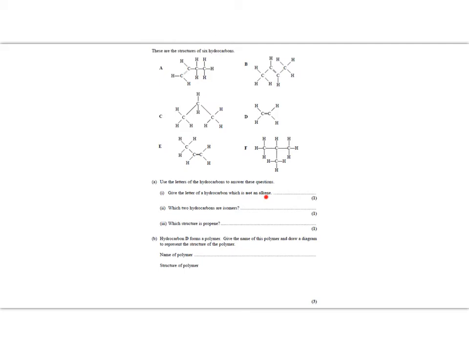Now an alkene must have some kind of carbon-carbon double bond. So that is an alkene due to its carbon-carbon double bond. That is an alkene. That is an alkene. That is an alkene. But C and F are not alkenes. So C would be reasonable, F is a reasonable answer there.